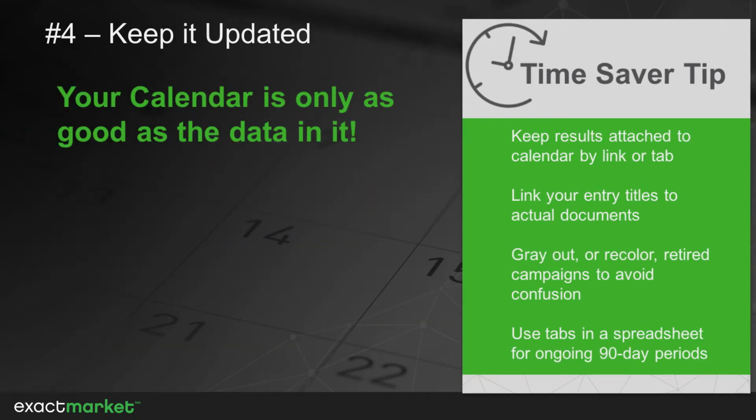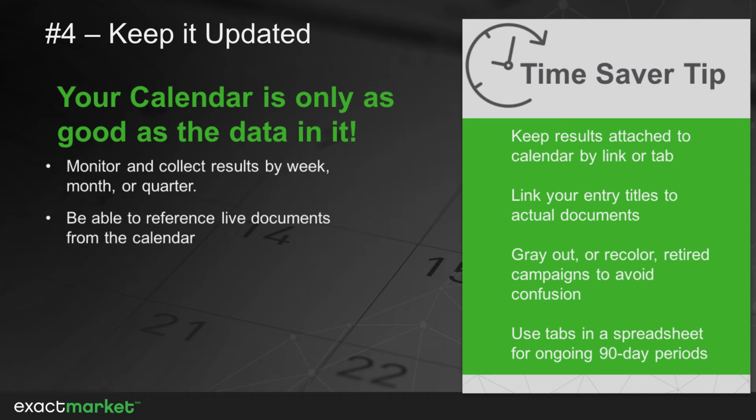While it may feel like a lot of busy work to keep the calendar updated, you'll be much happier if you have the right information at your fingertips when your VP or executive asks for the status and results at any time. Keep track of your important metrics by monitoring and collecting results by week, month, or quarter. Keep your results attached to your calendars by links or by tab. Link your entry titles to actual documents for reference.